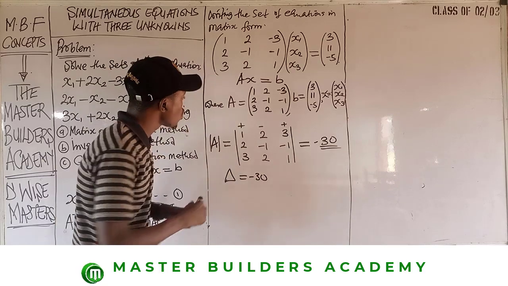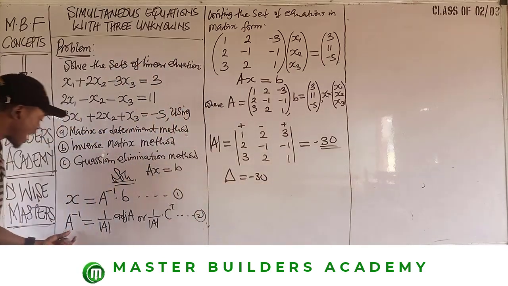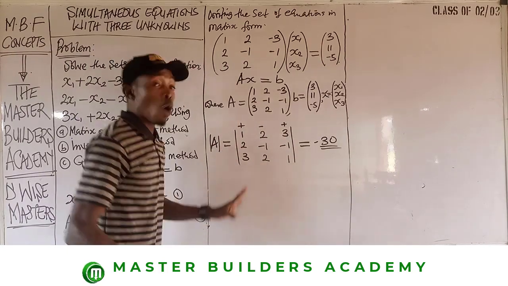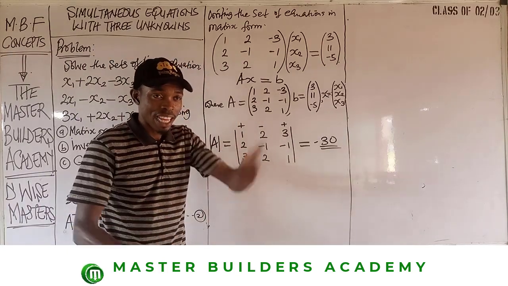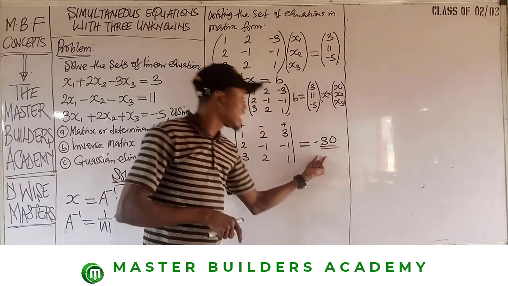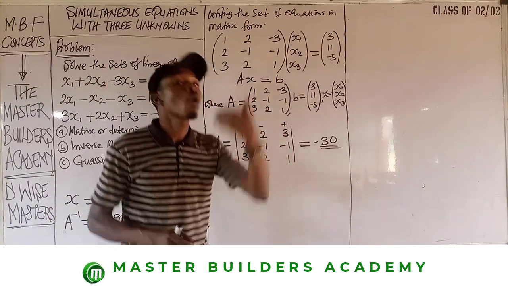So the first thing you do, step number 1, is to find the what? The determinant of A, and we have just obtained it. I hope this is clear. But if it is not clear, just go back to the first video so that you watch how we obtained this 30. If it is clear, let's go.